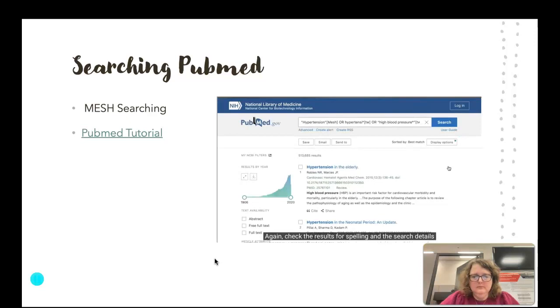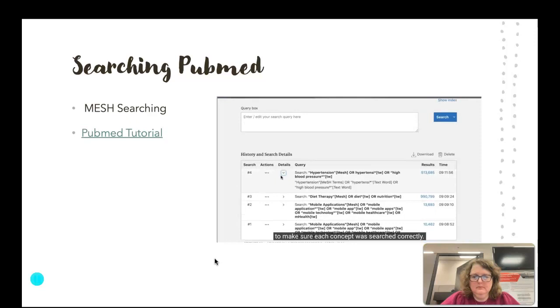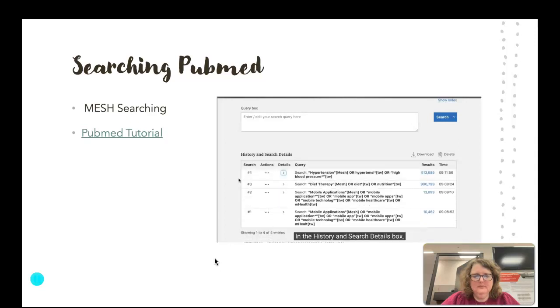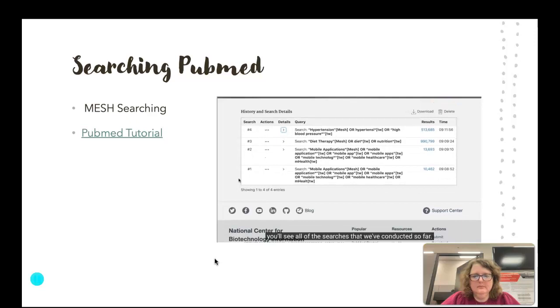Again, check the results for spelling and the search details to make sure each concept was searched correctly. Once you search your 3 concepts, it's time to combine them and see your final results. In the History and Search Details box, you'll see all of the searches that we've conducted so far.